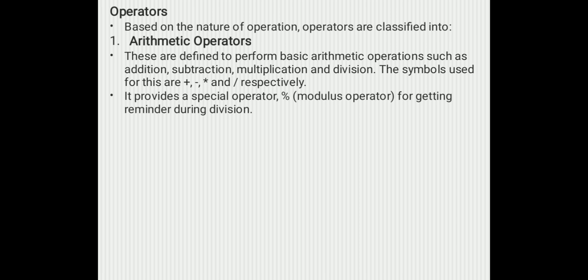The first binary operators are arithmetic operators. Arithmetic operators are defined to perform basic arithmetic operations. What are the arithmetic operations? Addition, subtraction, multiplication and division. The symbols used are plus for addition, minus for subtraction, asterisk for multiplication, and slash for division. And C++ also provides a special operator, the modulus operator, for getting the remainder during division.